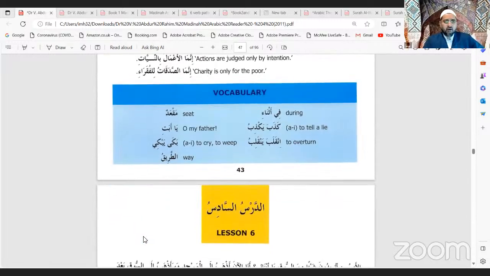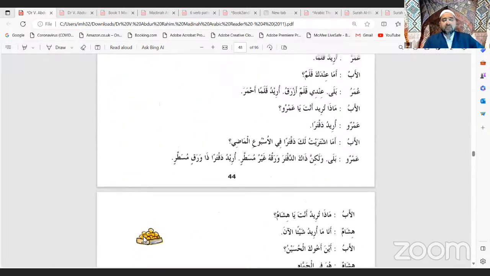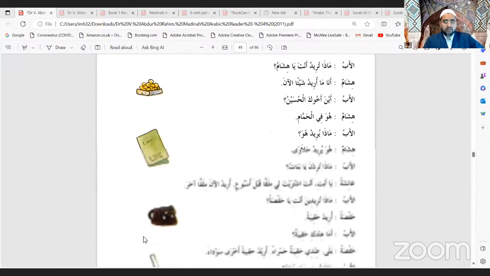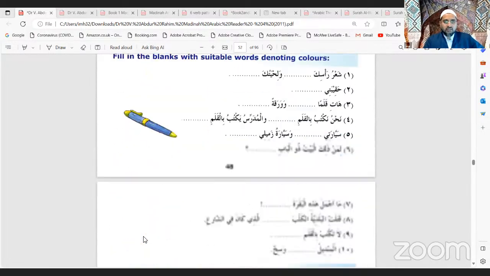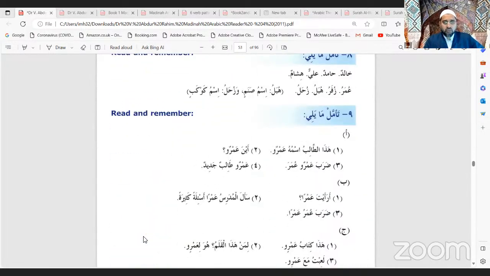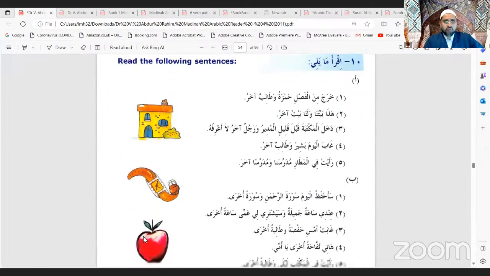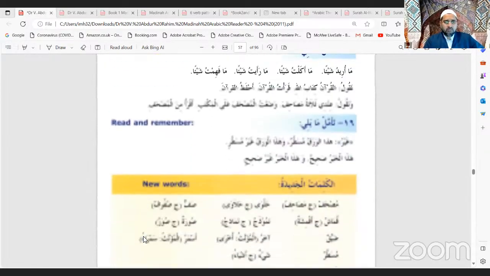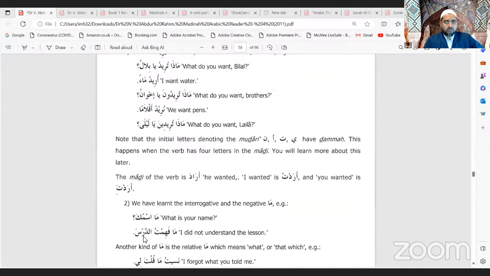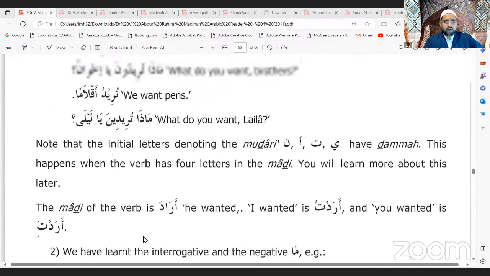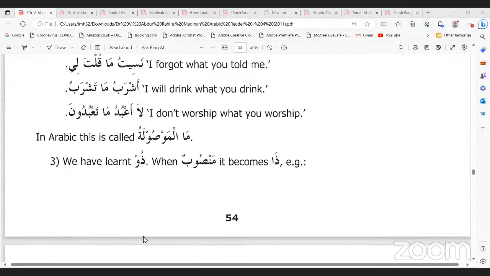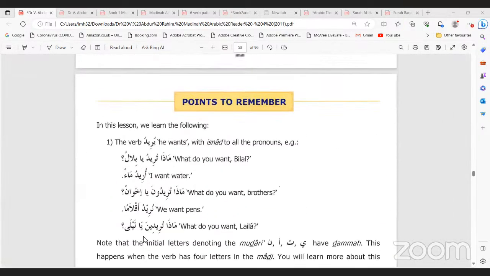Right, Sister Saida, can you kindly read the point to remember of lesson number 6, and then Sister Munira and yourself will read the lesson itself. Bismillah. Point to remember of lesson number 6. Page 54.